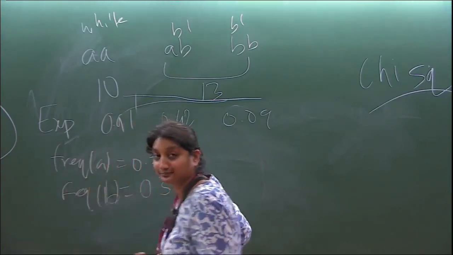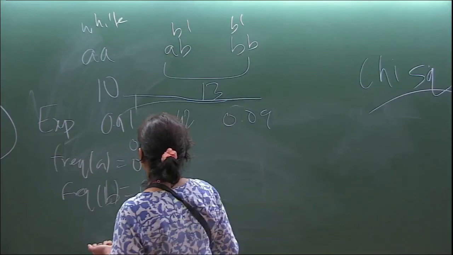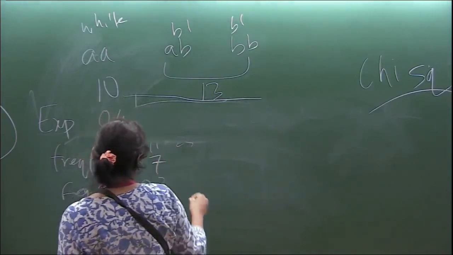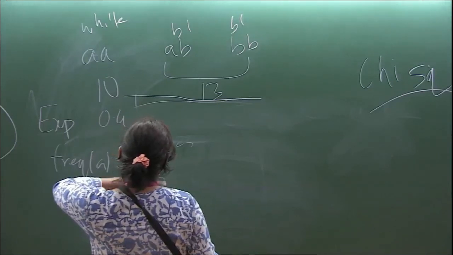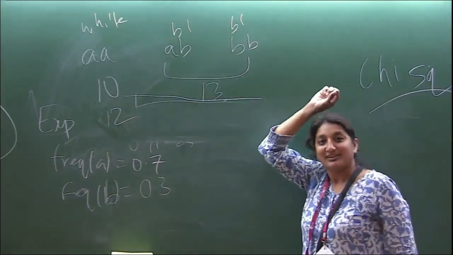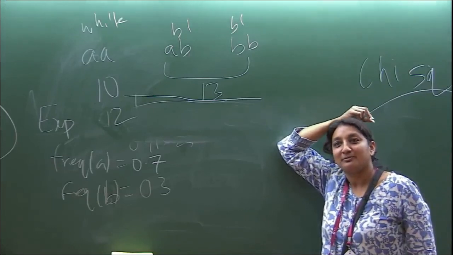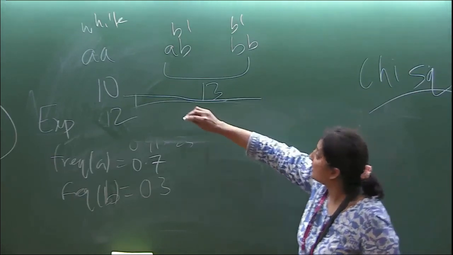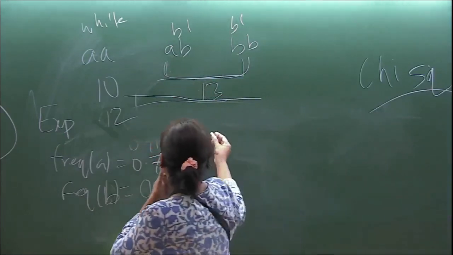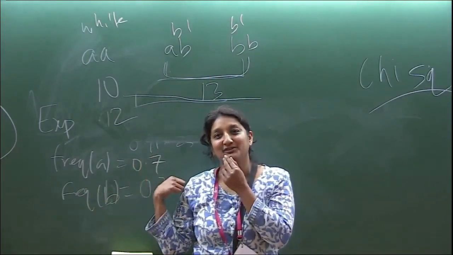Multiplied by 23, no? 0.49 into 23 will be around 12. But what do you want to do about this problem? Does anyone get the problem? These two are clubbed right here, so here you'll have 12. So can you solve this? How?